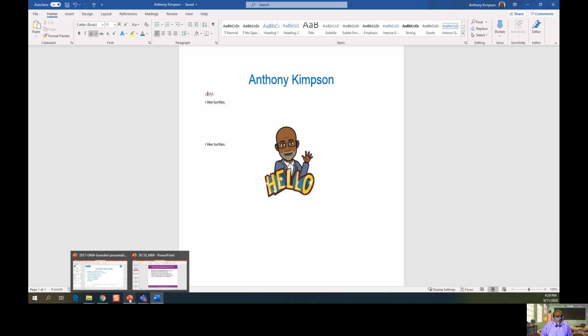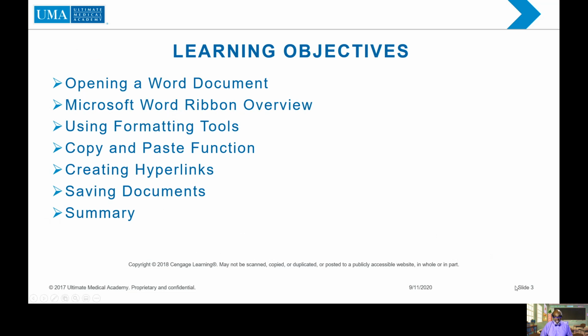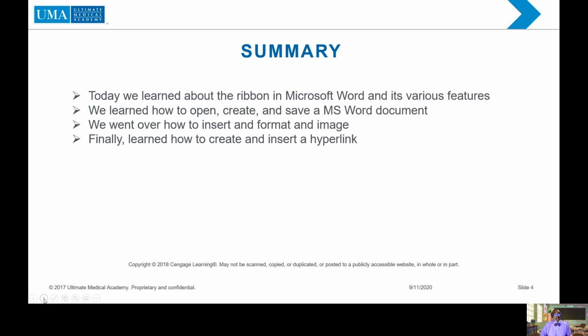So we're going to go back to our PowerPoint and we're going to start from the current slide. And I'm going to change my view really quickly so that I can open this up. So what did we do? Well, let me go past. We already did that. And now we're in our summary. So today we learned about the ribbon in Microsoft Word and its various features. We learned how to open, create, and save a Microsoft Word document. We went over some insert and formatting. We actually inserted an image, and we learned how to create and insert a hyperlink.